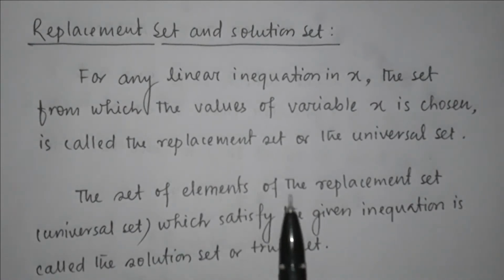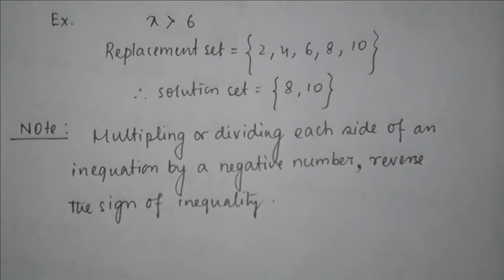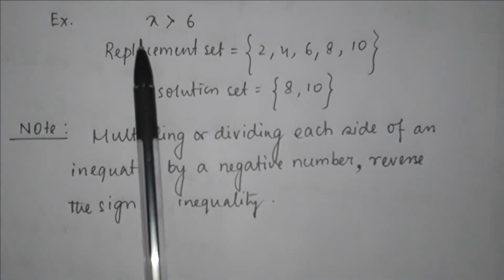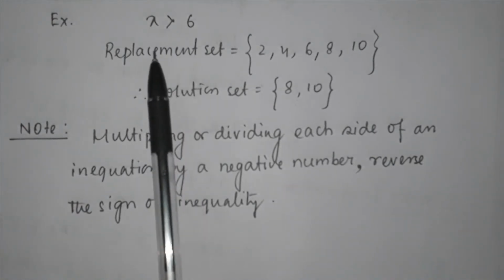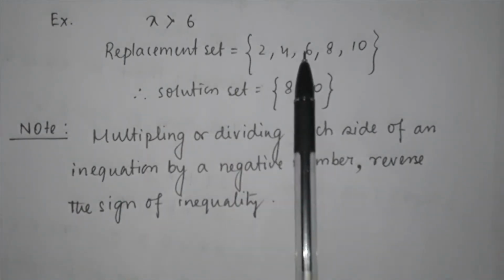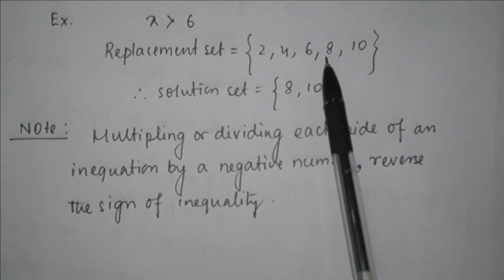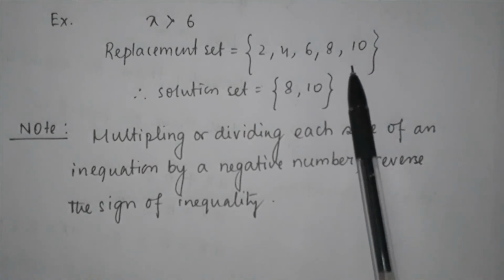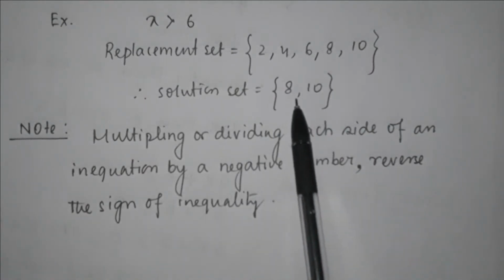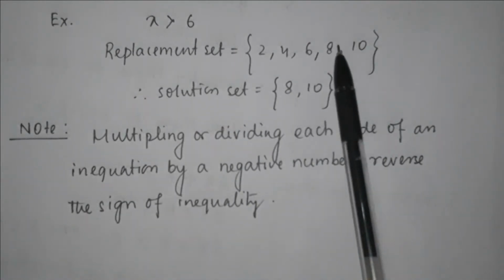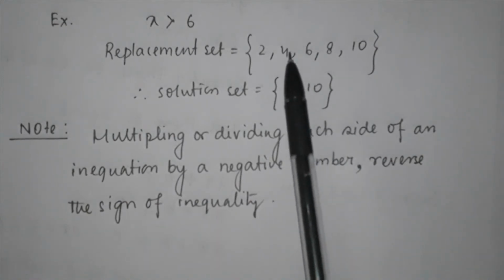And the set of elements of the replacement set which satisfy the given inequation is called the solution set or the truth set. Let us take one example. Suppose it is given that x is greater than 6, so the replacement set is given as 2, 4, 6, 8, 10. Now x is greater than 6 when x is 8 and 10. Therefore the solution set is 8 and 10, and the original set given is called the replacement set.